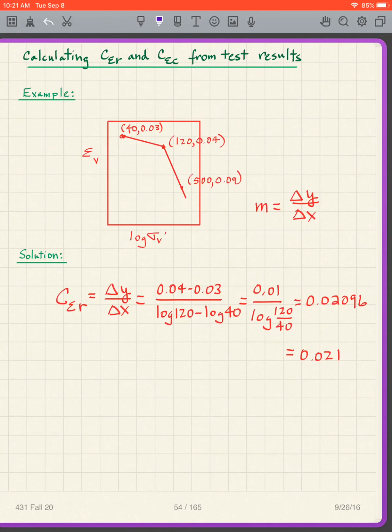I'm going to let you do the rest of this. You can simply now use these 2 points to calculate C epsilon c for this particular curve.